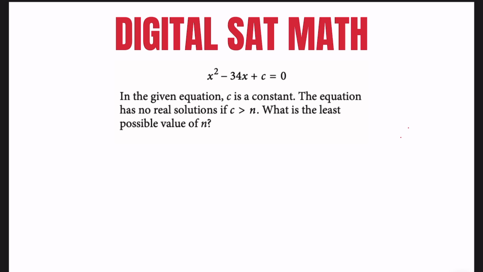In this video we're going to solve another digital SAT math question. So let's start reading the question. X squared minus 34x plus 7 plus c is equal to 0. In the given equation, c is a constant. The equation has no real solutions. If c is greater than n, what is the least possible value of n?